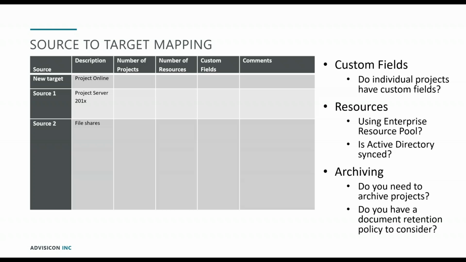Those of you that have information in Project Server, but maybe you have file shares, God forbid, where you need to move things from file shares into Project Online. So again, I call out some of the key things: custom fields, resources, and then archiving strategy. Having a grid like this where you can fully document your source to target information, from your server to online, is useful.